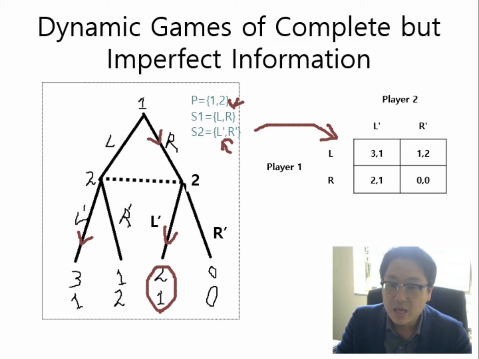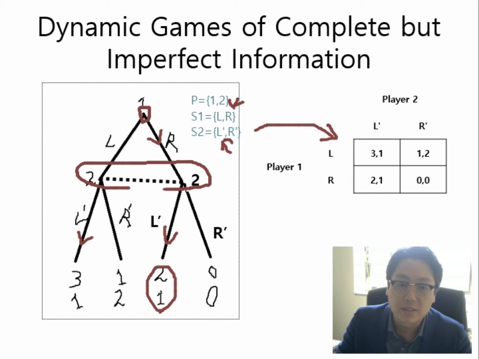But interesting here is that, before saying that, this node represents the information set. This is an information set. This is the same information set because the information level is the same. But without this dotted line, this information set is different from this information set. But here, those are in the same information set.